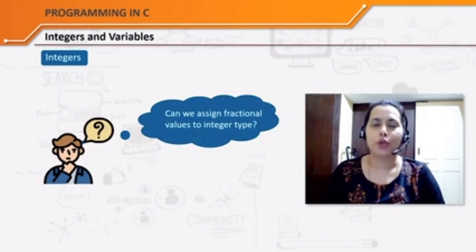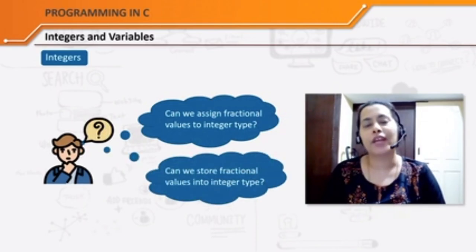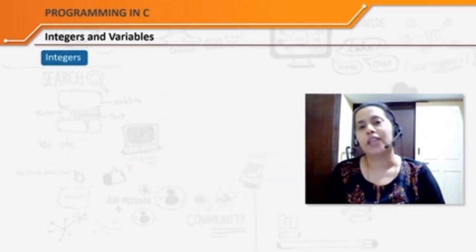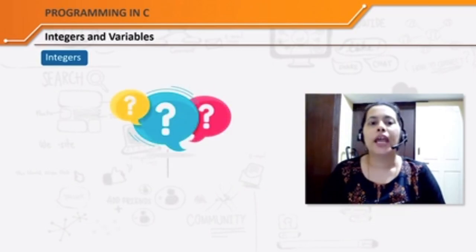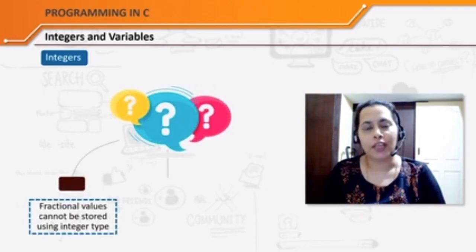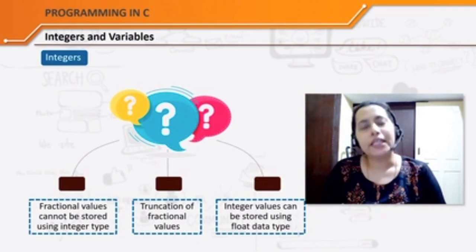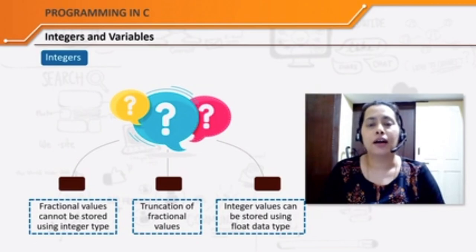A doubt that may arise while using these integer values and fractional values is, can we assign fractional values to integer type, or can we store fractional values into integer type? Though we might assign a fractional value to integer type, it will not be stored in memory as a fractional value, but it will be truncated. That is, all the values after the decimal point will be truncated and will be stored as an integer value. Having said that, we can always store an integer value by using float data type, but we cannot store a fractional value using an integer data type.